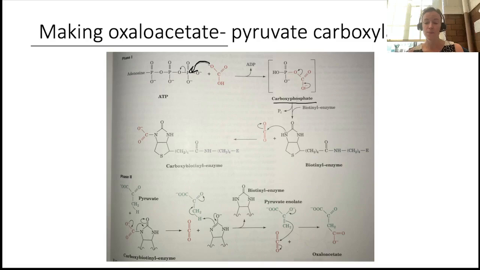From there, we resonate the lone pair on the negatively charged oxygen of CO2 back in, breaking the bond with phosphate, leaving us with just CO2. CO2 is a fantastic leaving group. Now in comes biotin. Now biotin has this lone pair on the nitrogen that can do a nucleophilic attack and trap that CO2 and hold onto it until we need it.